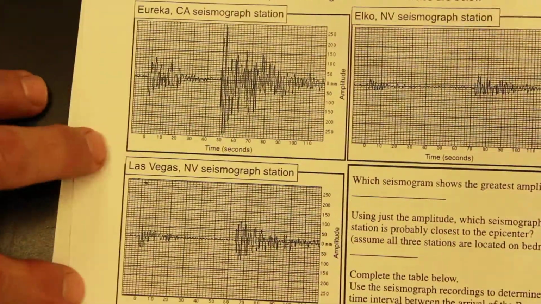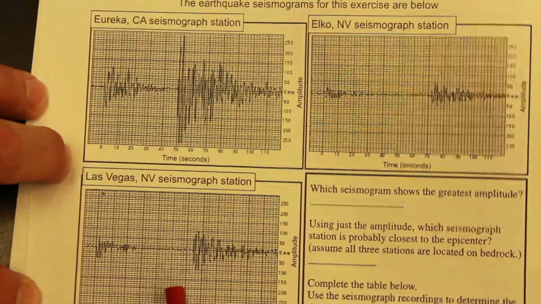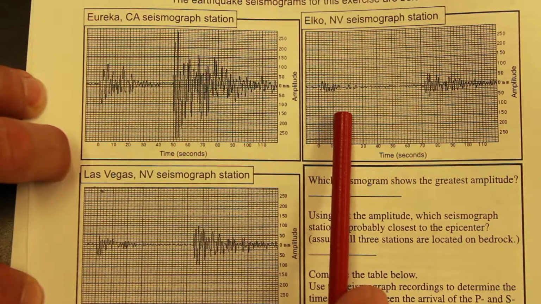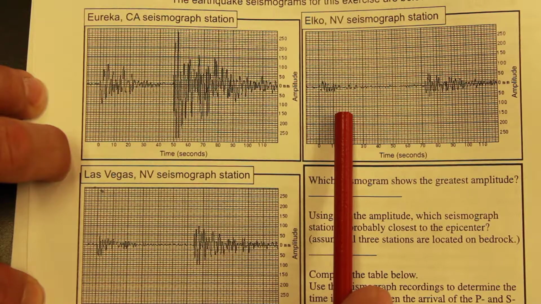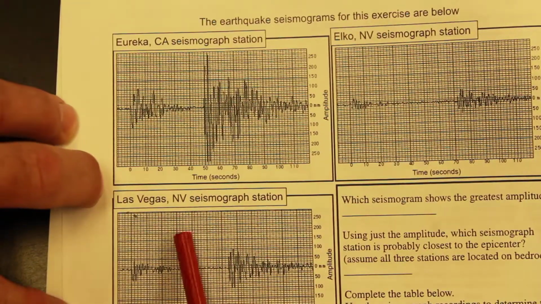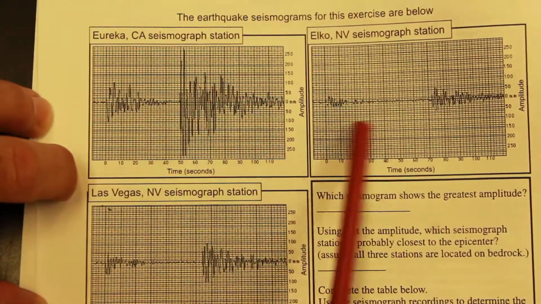To use this on a map, on the second page you have an activity. You have 3 different seismographs that are recordings for one particular earthquake. One is in Eureka, one is in Elko, one is in Las Vegas. You'll notice they're quite different.